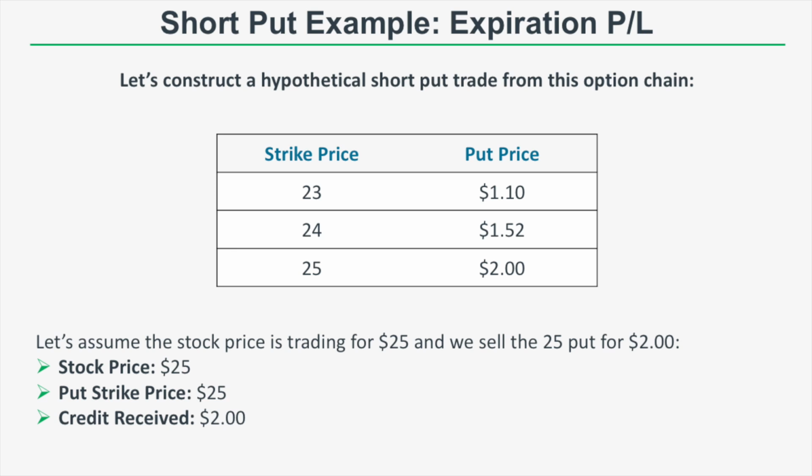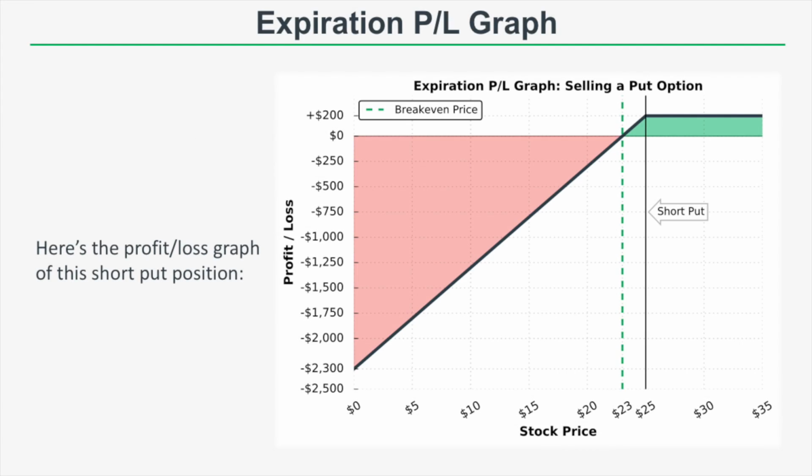So we're selling the put option with a strike price of 25, and we're collecting a $2 credit for that option. So let's go ahead and take a look at the expiration risk profile graph for this option. Alright, so as we can see, right off the bat, the maximum profit potential we can make is $200. Now that's because we collected a $2 credit for the 25 put, and the maximum profit is the credit times 100, which is 200 in this case.